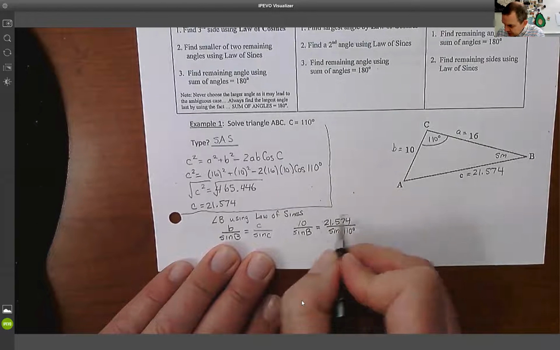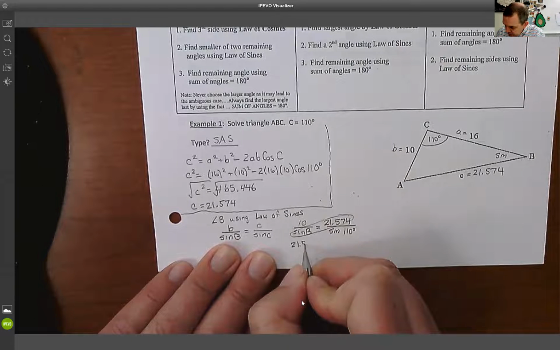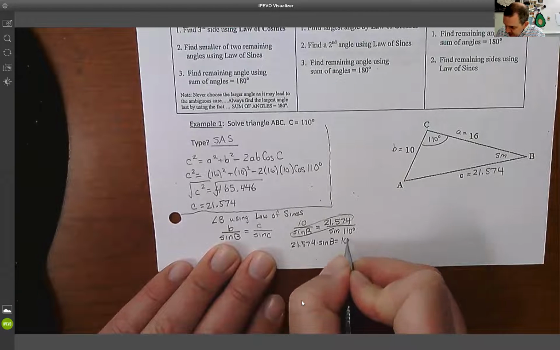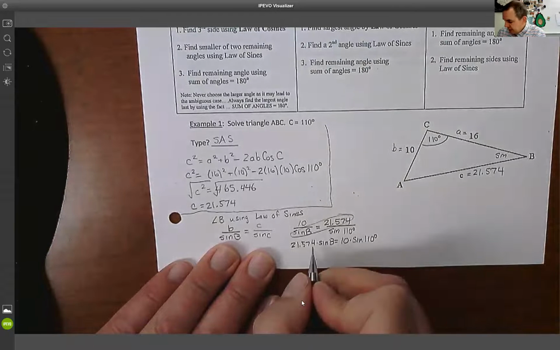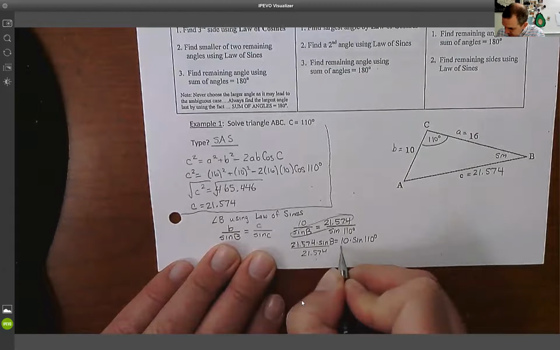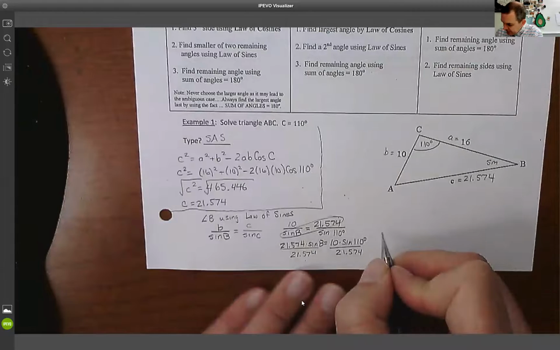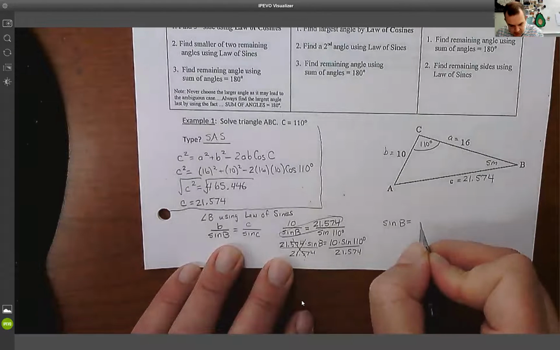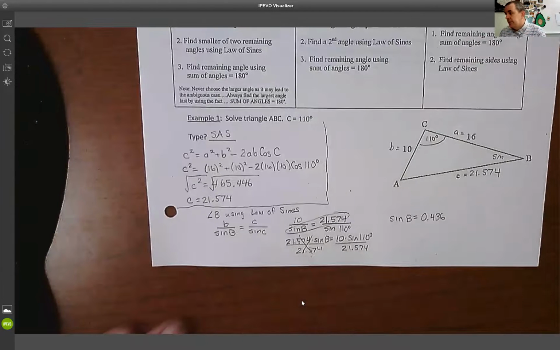And then again, we got that cross multiplication thing going on. So 21.574 times sine B equals 10 times sine of 110 degrees. Divide both sides by 21.574. And what we're going to find out is that sine B is going to equal 0.436. I put that expression into my calculator.